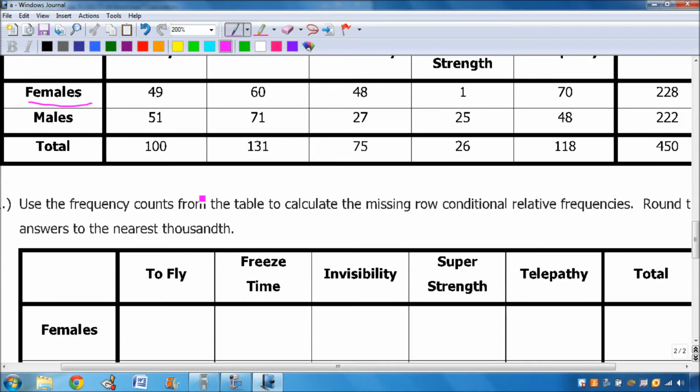It says use the frequency counts from the table to calculate the missing row conditional relative frequency. So what on earth does this even mean? Well, first of all, it says it's a row. So that means that I'm going to look at my rows right here. So that means that I'm going to look at my males and I'm going to look at my females. And it says it's a conditional relative frequency, which means that it's based on a condition.